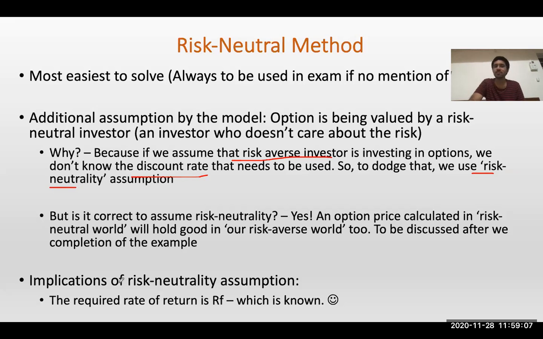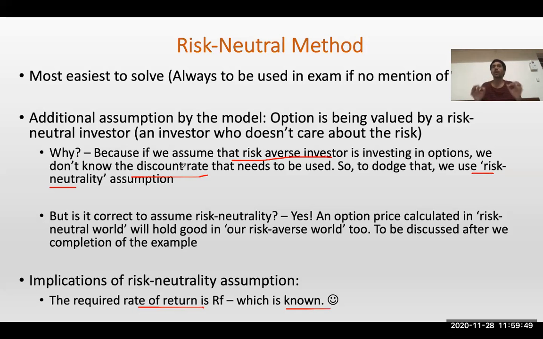And what is the implication of risk neutrality? The required rate of return for any risk neutral investor is the risk-free rate itself. And obviously the risk-free rate is known. We did not know the discount rate before when we assumed that the option was being valued by a risk averse investor. Reason being, we were not able to calculate the risk premium that he needs for investing in an option. Whereas if you assume that the option is being valued by a risk neutral investor, we know the discount rate or the required rate of return, because the required rate of return is nothing but the risk-free rate. So a risk neutral investor expects a risk-free rate from all the assets. He doesn't care about whether an asset is more risky or less risky.